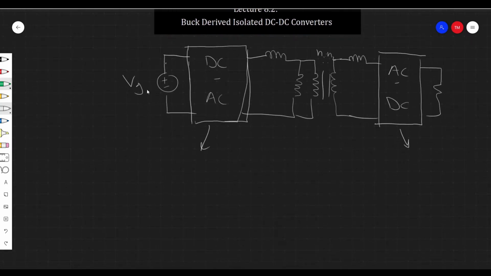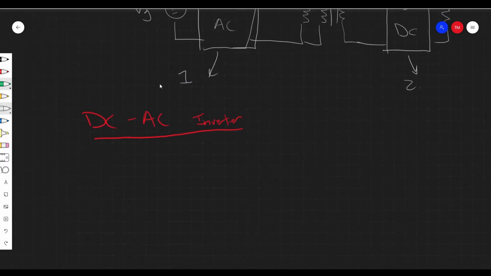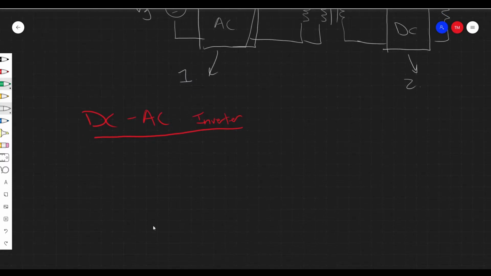So first, let's look at this. I'll call this part 1 and I'll call this part 2. So first, we're going to look at the inverter side, right? The DC to AC side. DC to AC, I'll just say inverter, even though inverter kind of already implies that. So what do we got? Well, there are a few options. The two options I want to look at right now are the following.